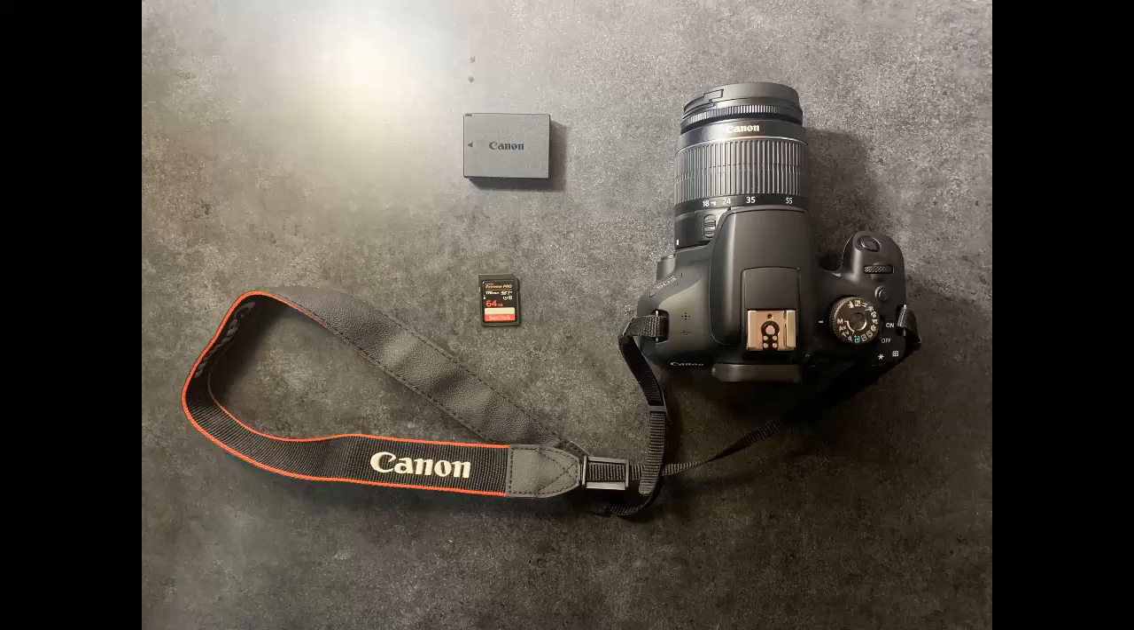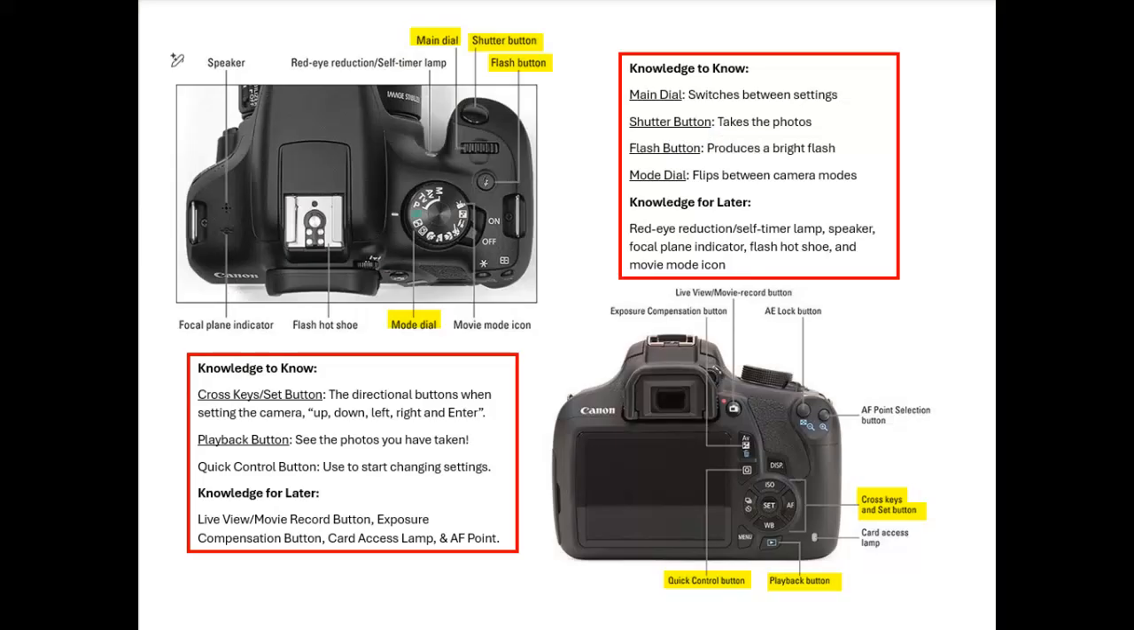Now, moving on to the different functions of the camera. So the highlighted bits are what you want to focus on for this unit. You want to focus on your main dial, your shutter button, your flash button, and your mode dial on top of the camera. And there's this little sheet in front of you explaining what those do, and we'll talk about that afterward. On the back, you have your cross keys and set button, and then you have your play button, and then your quick correction button.